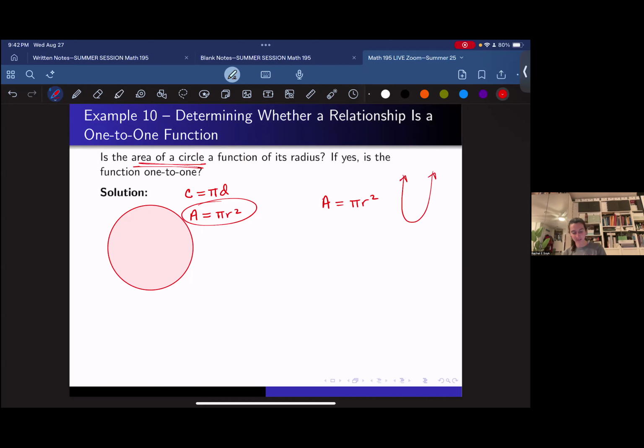U-shaped parabola. And are all quadratic functions functions? Yes. So the first part we have is yes, the area of a circle is a function of its radius.